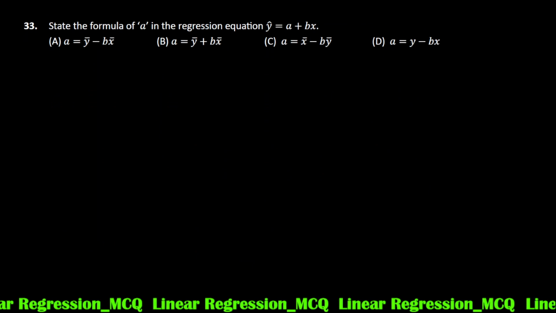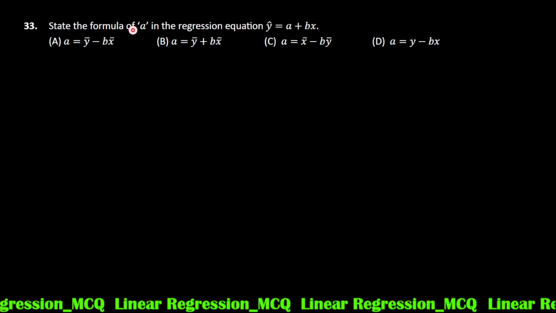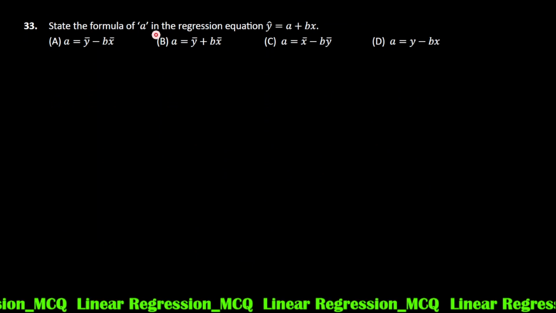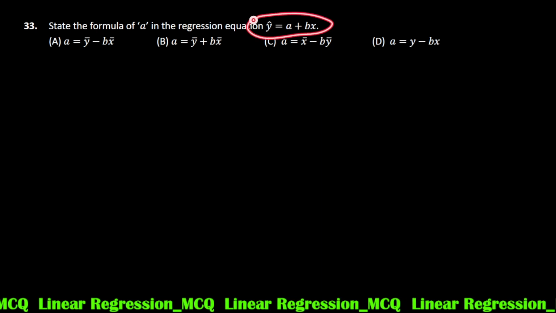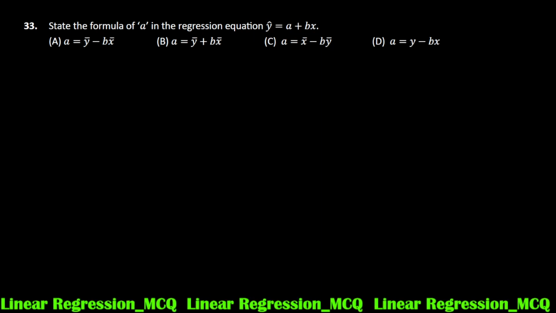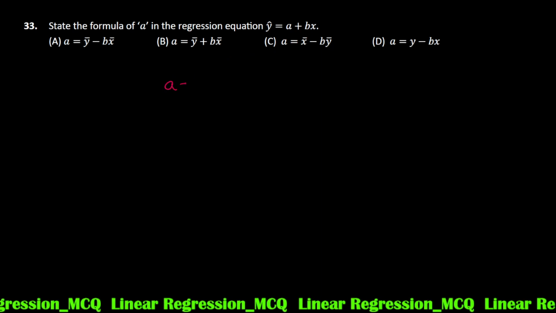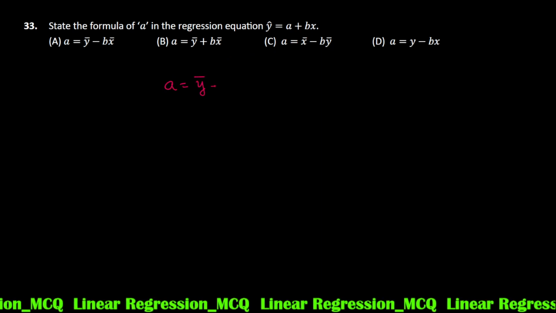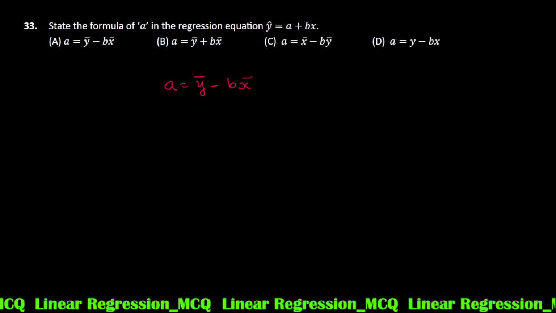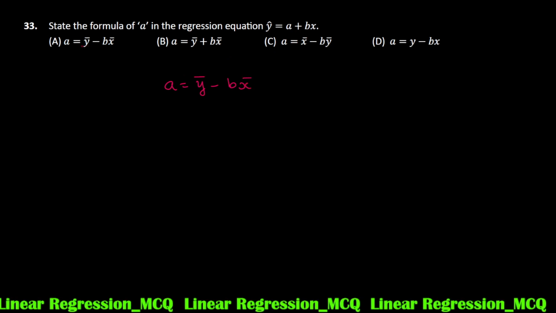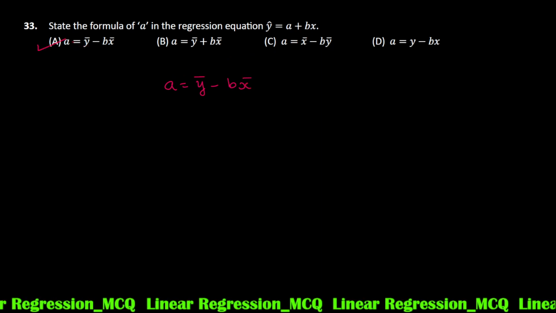Now question number 33. State the formula of A in the regression line y equal to A plus bx. Okay. In regression line y equal to A plus bx, A is equals to y bar minus b x bar. And y bar minus b x bar is given in option A. Option A is correct.